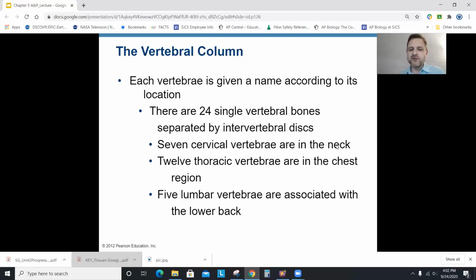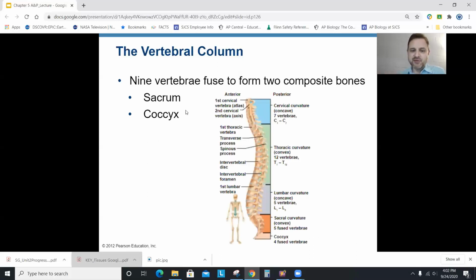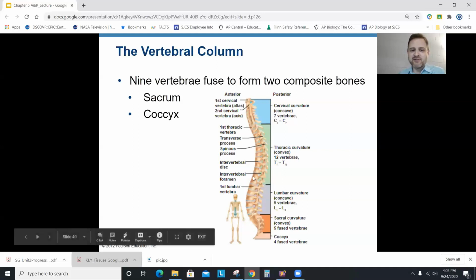You call these, like, C3 is the 3rd cervical one, T3 is the 3rd thoracic, and L5 is the 5th lumbar one. This diagram just shows that. So the cervical are C1 through C7, then T1 through T12, and then L1 through L5.